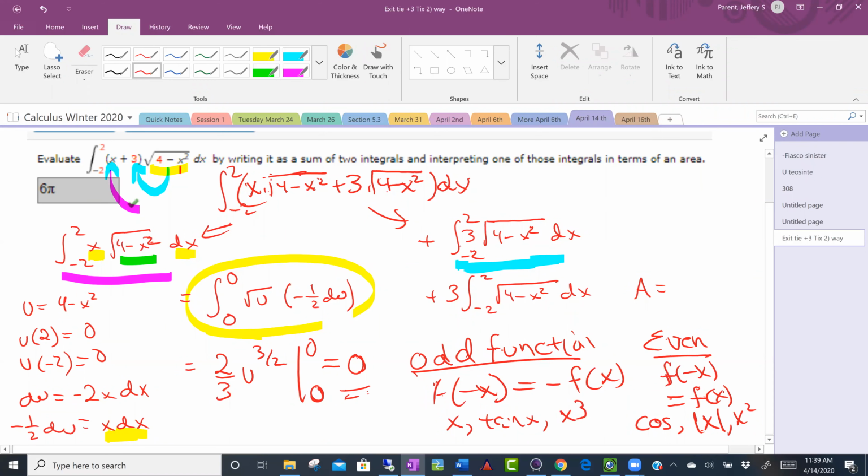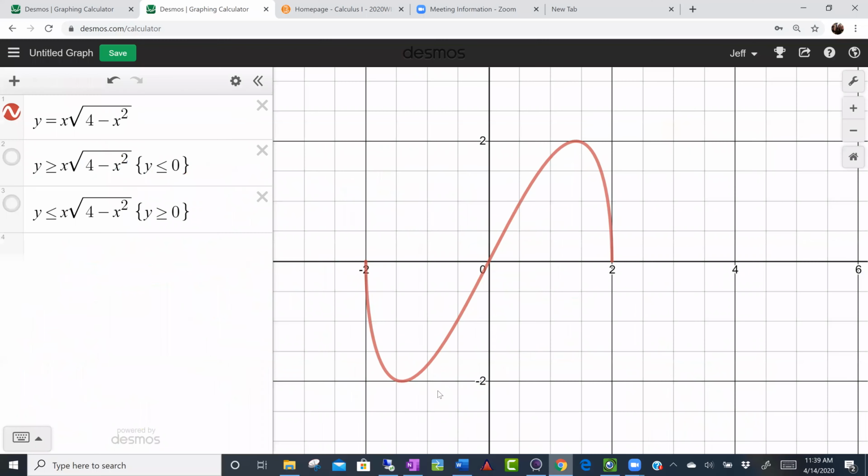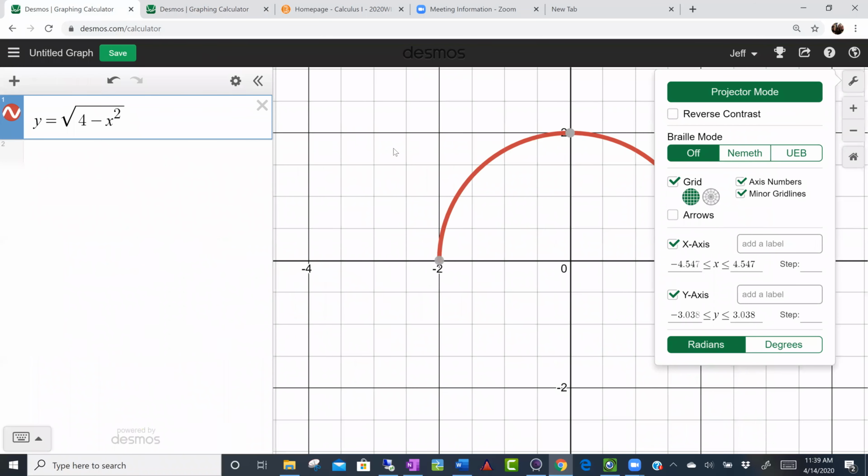So let me factor out the 3 here. What happens when I factor out the 3? I get this part right in here. Does anyone recognize that function? If I graphed that, what would it look like? Circle. Pretty close, the top half of a circle, right? Yeah, top half of a circle.